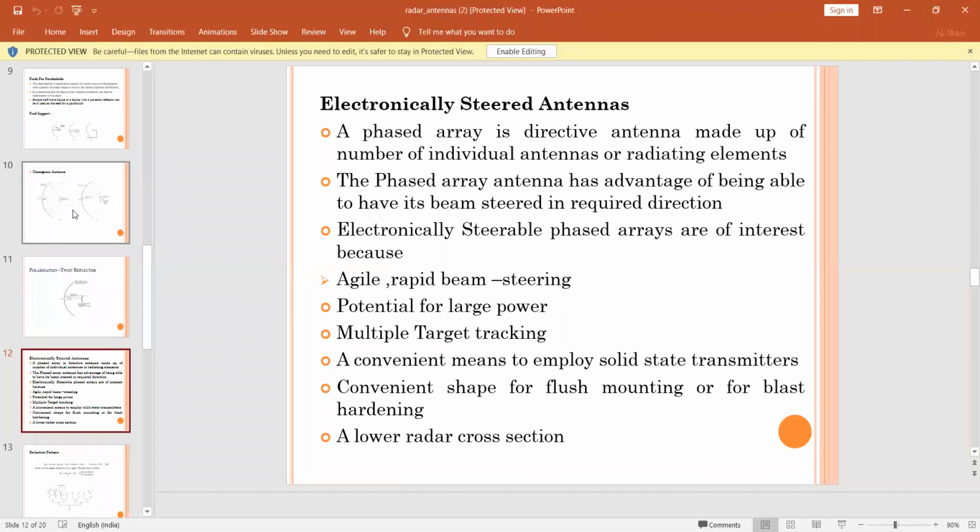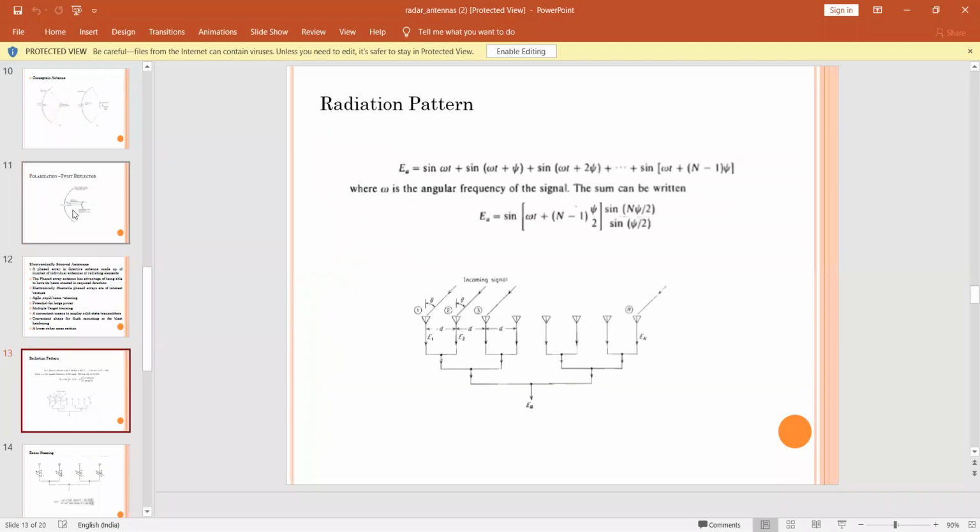Now in today's class we'll discuss the functionality related to the electronically steered antenna. This was also discussed in the last class. Just a brief recall.